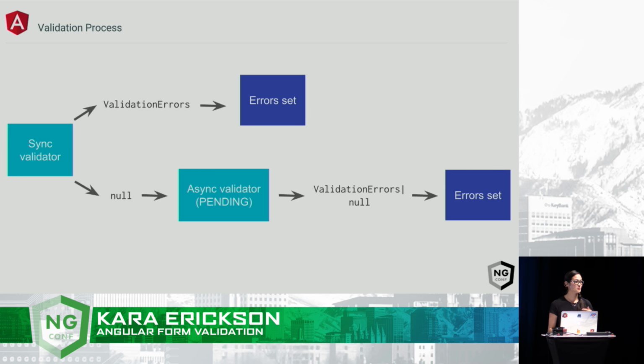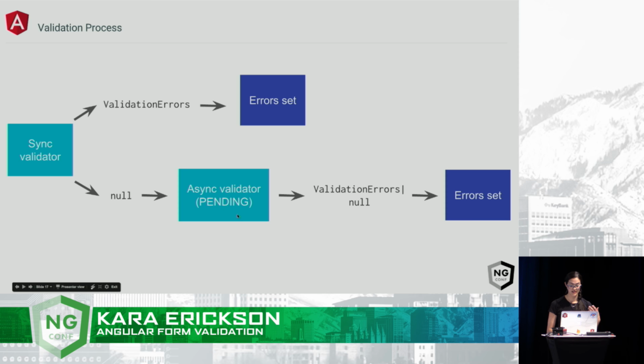Okay, so let's circle back to what's actually going on when we're typing in that bid input to help us understand how these new features are going to change things. So when you type into the bid input, the sync validators are going to run, and so that's validators.required. If you have a required error, then the errors are set immediately. The status is set to invalid, and we don't even bother running the async validator because we already know that the status is invalid. If the sync validators pass, so you actually have a value, then we run the async validator, so the minimum bid server request.